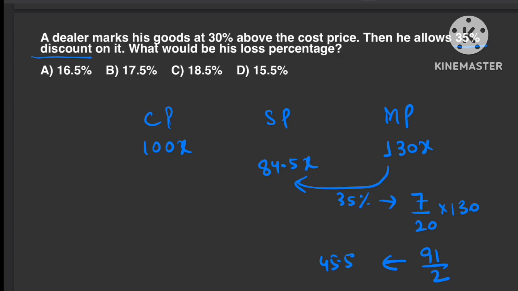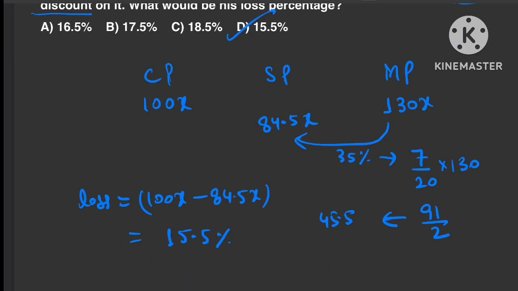So here we can see the loss here is 100x minus 84.5x. So loss will be 15.5%. So it will be option number D. Option number D will be your answer.